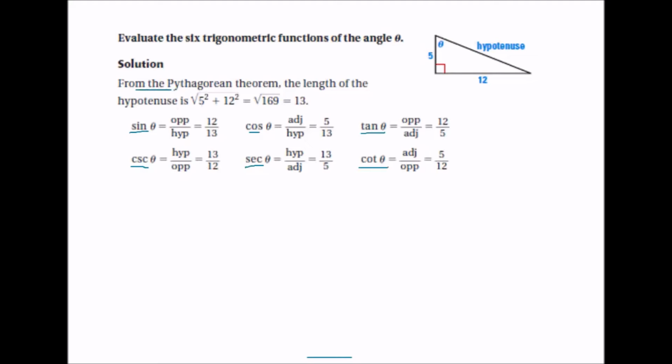Which is what they do here. So from the Pythagorean theorem, the length of the hypotenuse is 13. Okay, good. You guys know how to find that. So now we know this side is 13. Then what do we do?